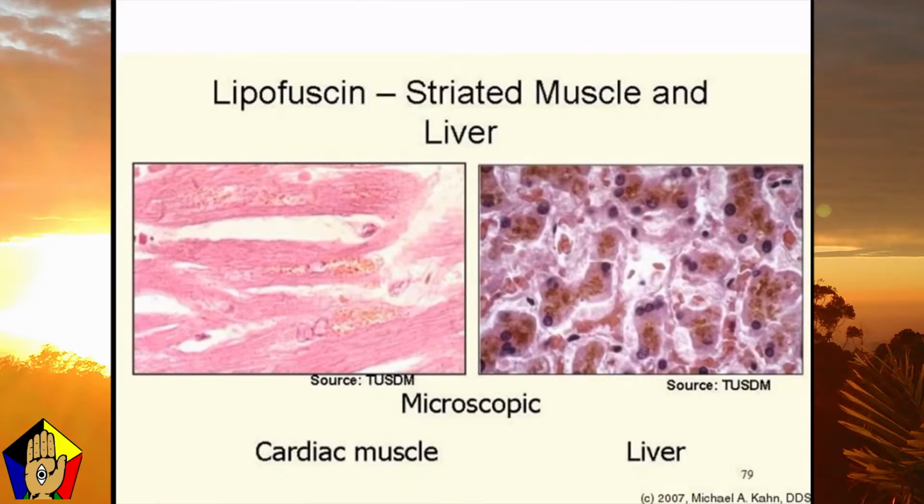Here are just some other pictures of lipofuscin. So here's some in cardiac muscle. Again, you can see cardiac because it's branching. It's not skeletal. Here you can see it in the liver.